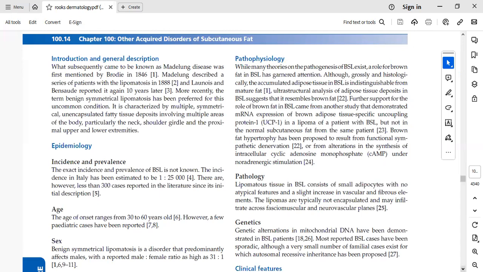In the introduction and general description, the same definition is given: it is characterized by multiple symmetrical unencapsulated fatty tissue deposits involving multiple areas of the body, particularly the neck, shoulder girdle, and the proximal upper and lower extremities.